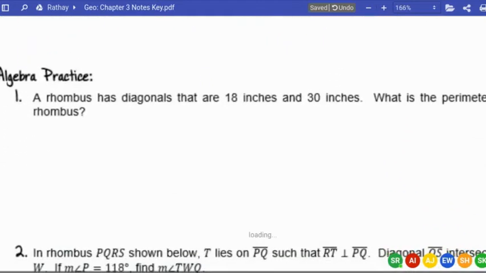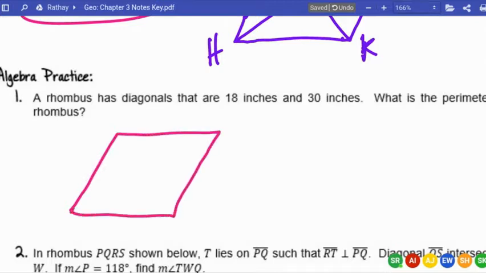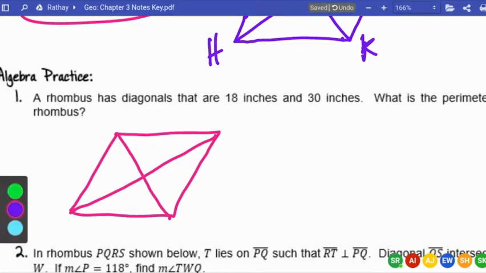All right, algebra practice. A rhombus has diagonals that are 18 inches and 30 inches. So I'm going to sketch my rhombus here. I'm going to shape with 4 equal sides. Sketch in the diagonals. Now I know that the diagonals are 18 and 30, but because it is a parallelogram, the diagonals bisect each other. So that 18 is split up 9 and 9. That 30 is split up 15 and 15.